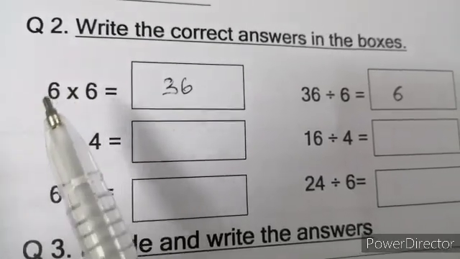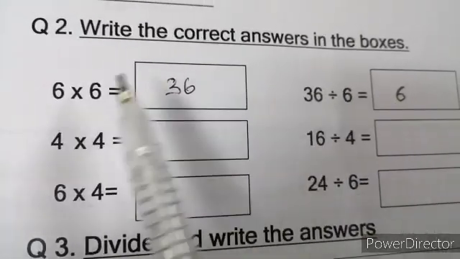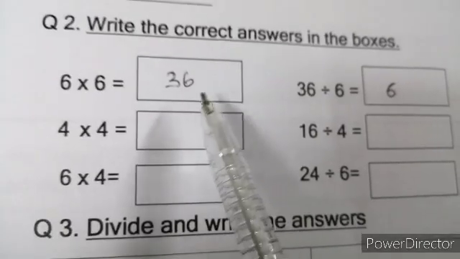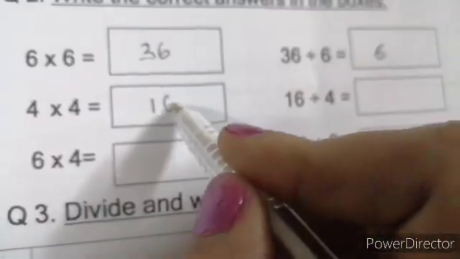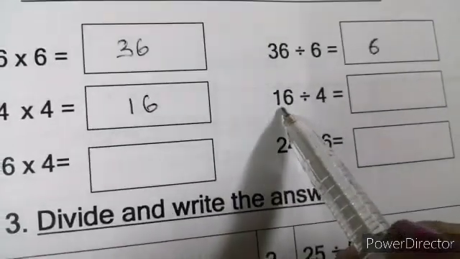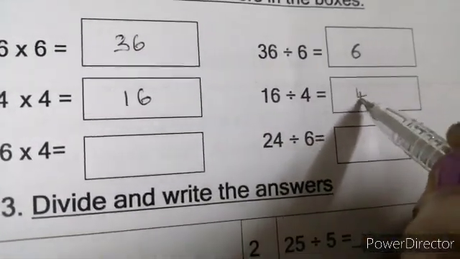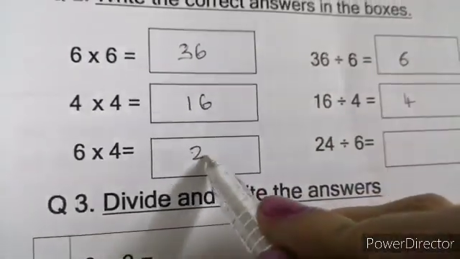Okay. So if you know one of this, you can write the division. If you know multiplication, you can write the division. If you know the division fact, you can write the multiplication fact. See here, 4 fours are 16 and 16 divided by 4 is again 4. Then 6 into 4. 6 multiplied by 4 is 24.